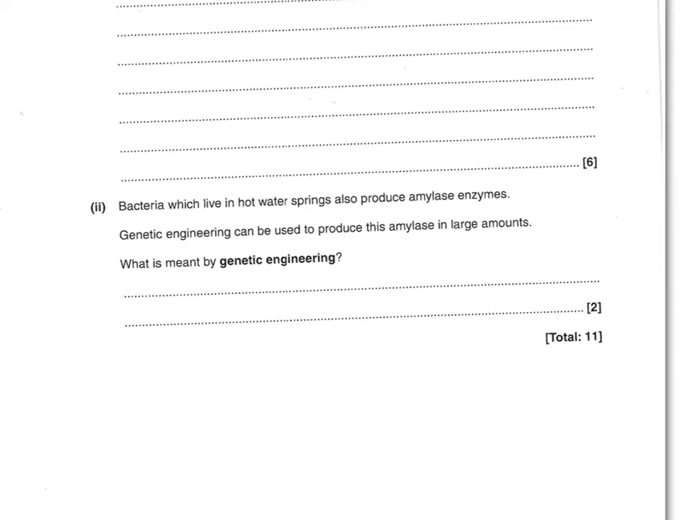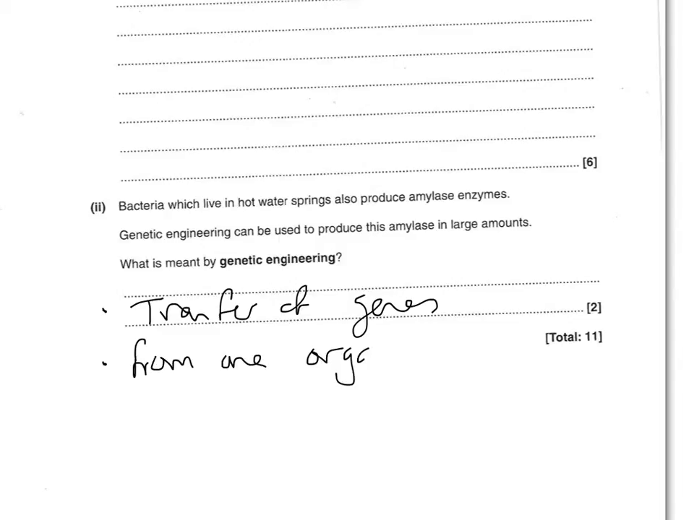Next question, bacteria which live in hot water springs also produce amylase enzymes. Genetic engineering can be used to produce this amylase in large amounts. What is meant by genetic engineering? So there's 2 marks here. First mark is for saying that it's the transfer of genes. And the second mark is for saying where those genes come from and go to. So it's from one living organism to another. 1 mark for each of those.